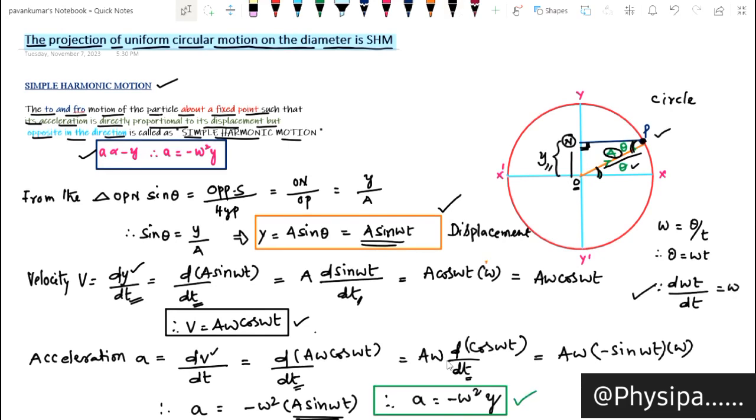Finally, we have derived the condition a is equal to minus omega square y, which is the condition for simple harmonic motion. Hence, we can say that the projection of uniform circular motion on the diameter is simple harmonic.